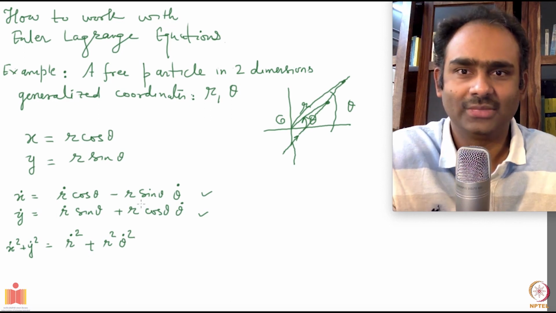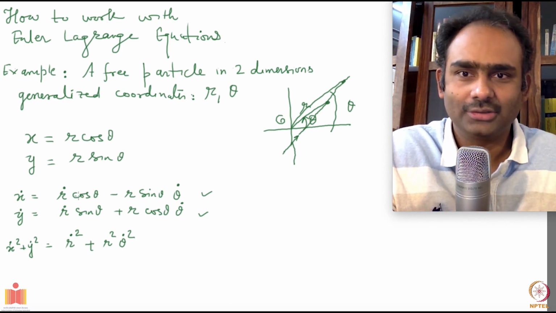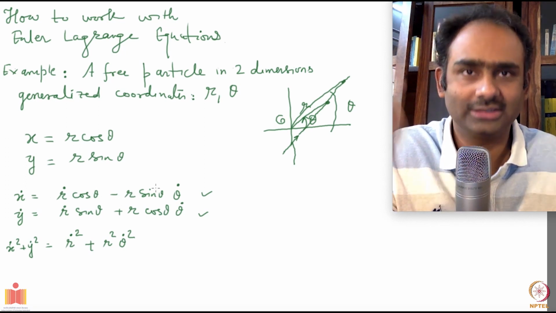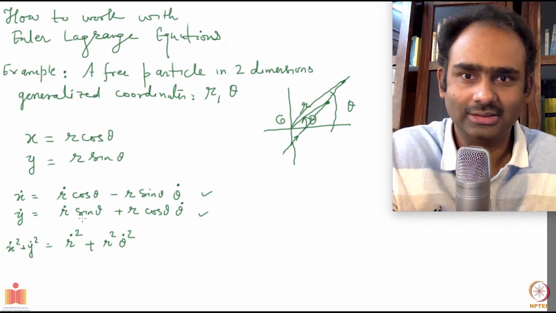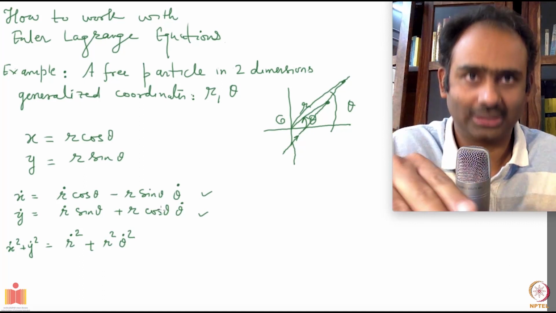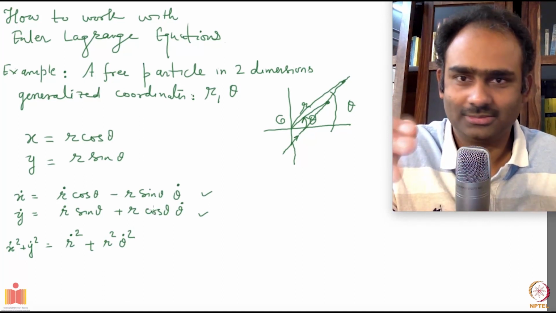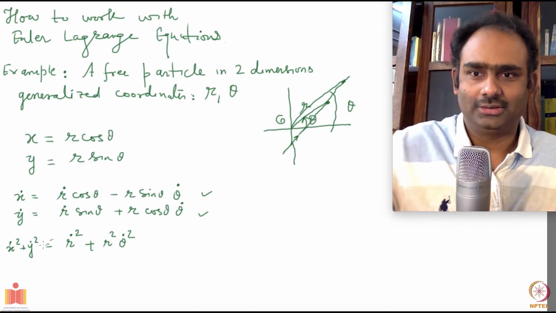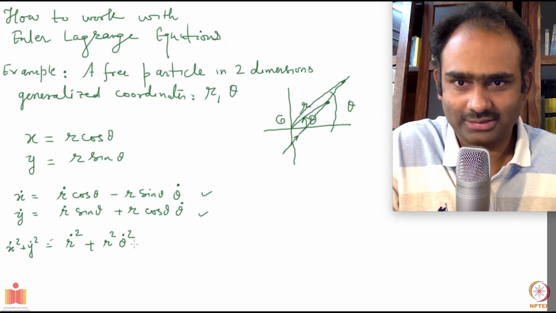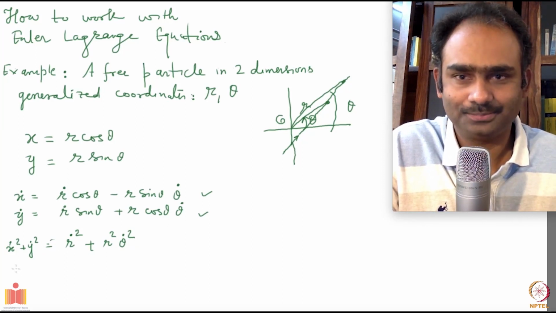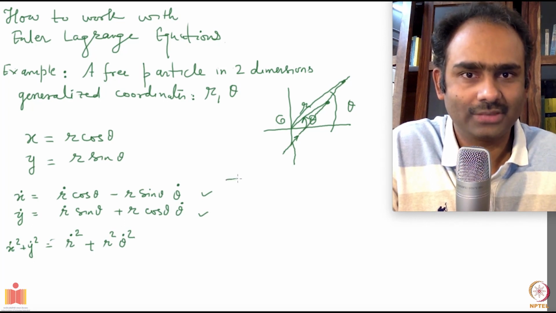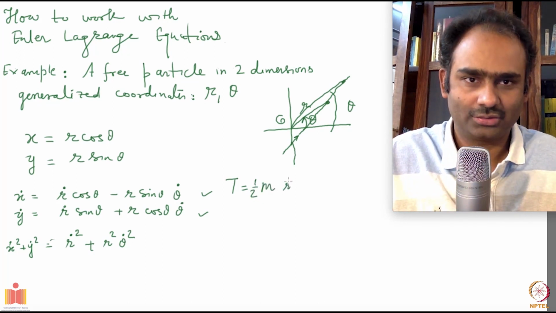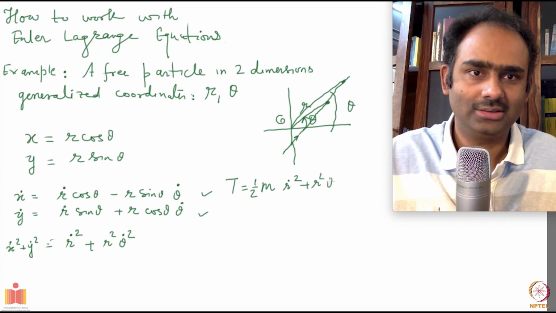theta dot squared. Then there will be the cross terms. From this one you'll get minus 2 r dot r sin theta cos theta theta dot, and here again you get 2 r dot r sin theta cos theta theta dot. So all the terms are identical, only the difference is in the sign, so they will cancel when you add them up. So it's clear that this answer is correct, and the kinetic energy T, let me write it down here, is half m times r dot squared plus r squared theta dot squared.